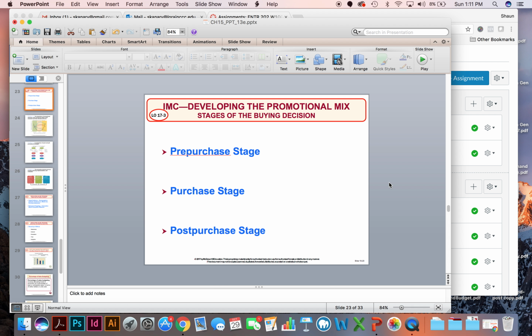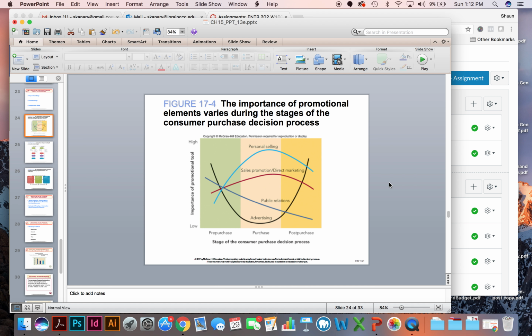When we talk about the buying stage, the decision stage, the CDP, the consumer decision process, we talk about the pre-purchase stage, the purchase stage, and the post-purchase stage. Now, it's important to notice that during these stages, we're using different promotional tools. And this graph demonstrates the importance of the promotional elements and how they vary during each stage of that decision-making process.